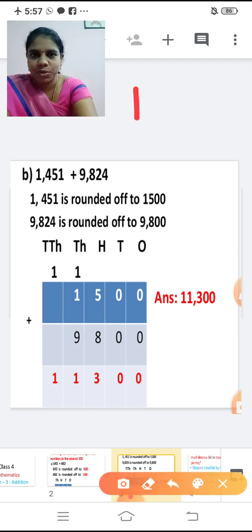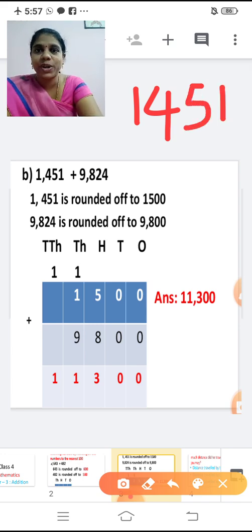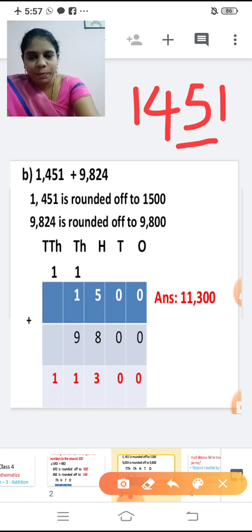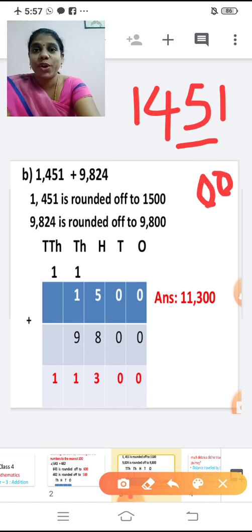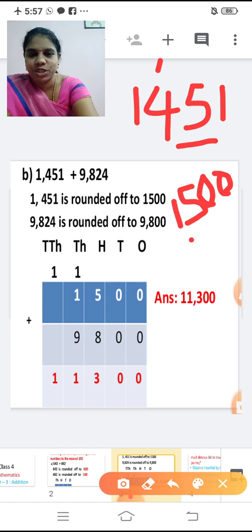Now first take 1451, round off this number to the nearest 100. To round off the number to the nearest 100, what do you have to see? You have to see the digit at the tens place, right? What digit do we have? 5. It is 5 or greater than 5. So put 0 in the ones place, 0 in the tens place, and you add 1 to the digit at the hundreds place. So 4 plus 1, 5, and the thousands place remains the same. So 1500.